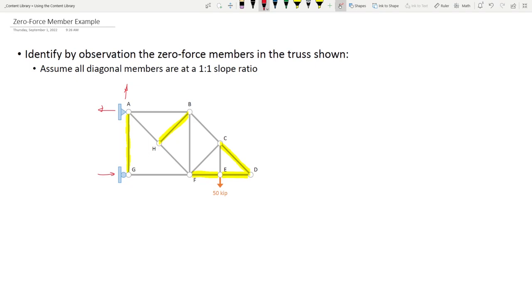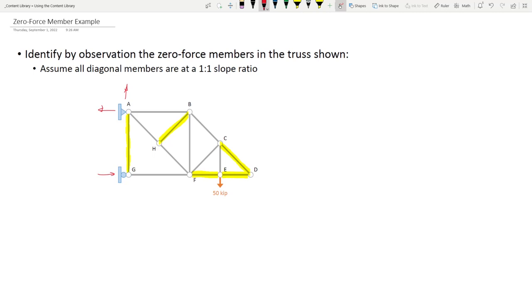So we saw five members, well, seven members really, because we have those five zero force members. We know the forces in those two members, and we didn't do any calculations at all. Pretty slick, isn't it? For deflections and for your analysis project, this skill will help.